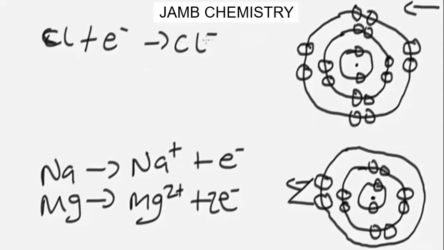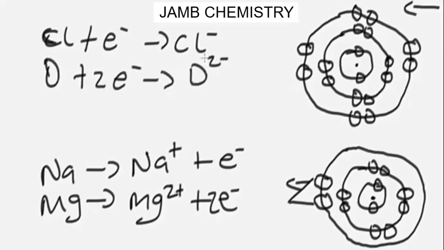So when the chlorine atom gains this electron, it will form a single negative charge, attaining stability. Another example, now let's use the oxygen atom. Oxygen is in group 6, so it gains 2 electrons to form an oxide ion. Basically, what will happen here is that the oxygen atom will gain 2 electrons to form an oxide ion.